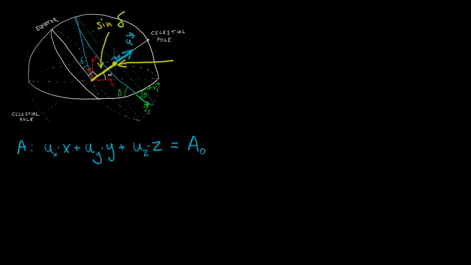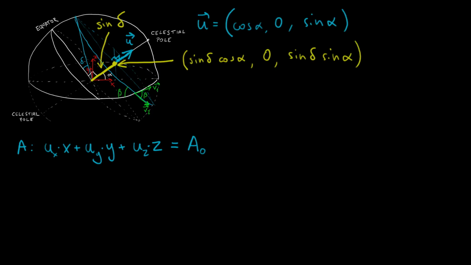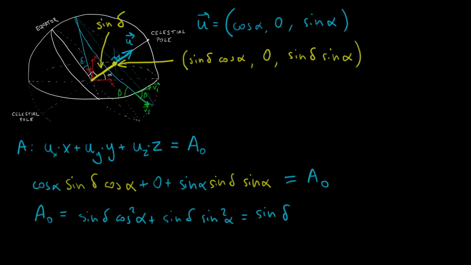Now, this distance is along the line connecting the poles, which is at an angle alpha to the x-axis, which means the coordinates of the point are sine delta times cosine of alpha, 0, and sine delta times sine of alpha. The vector u points along the axis, so if we assume its length to be 1, which is generally useful and we will see later why, then the coordinates will be just cosine alpha, 0, sine alpha. Now we can substitute the coordinates of the vector u and the point into the equation, and we get this. We can simplify it a bit, and we get that a0 is just equal to sine of delta.